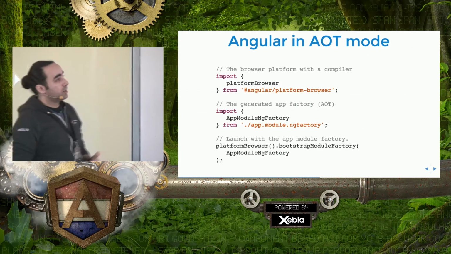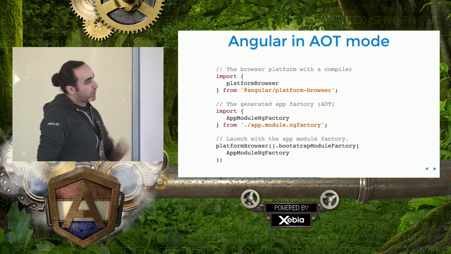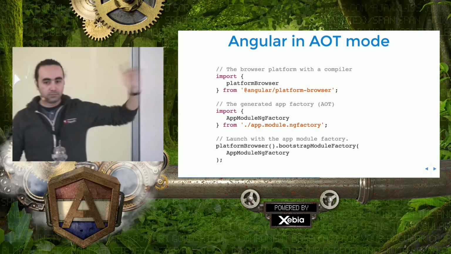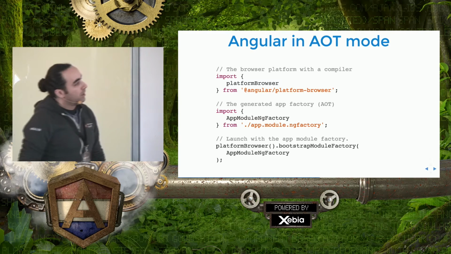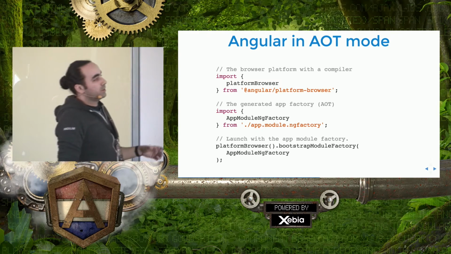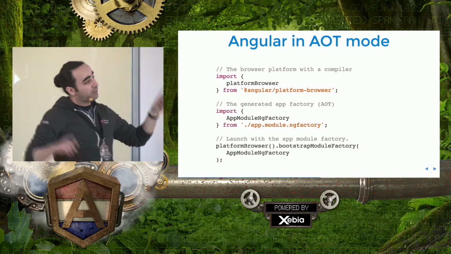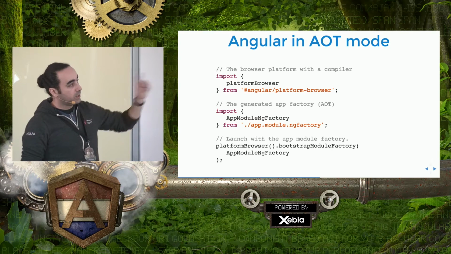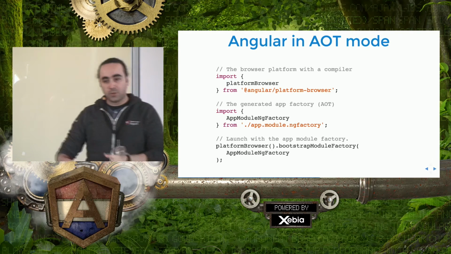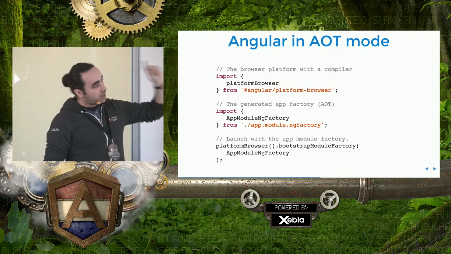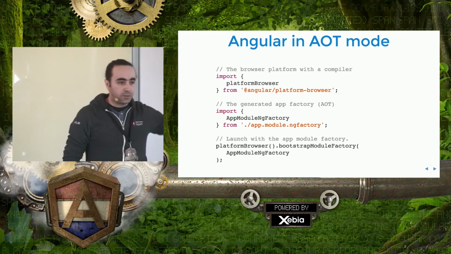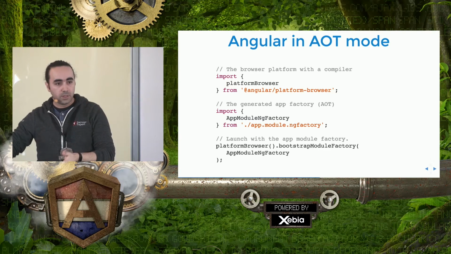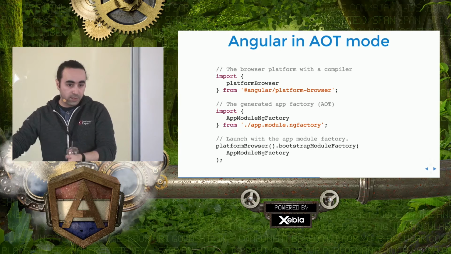For AOT, things are a little bit different. This time you require the platform browser, obviously the static one. And then you import something we call the factory module. This code we'll see just on the next slide. This is what gets generated by the AOT compiler during the build time. Actually, this is the same code that gets generated during runtime in the JIT mode on the browser. Just now we're generating the same code on the server.